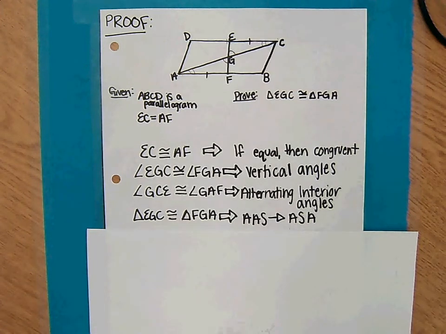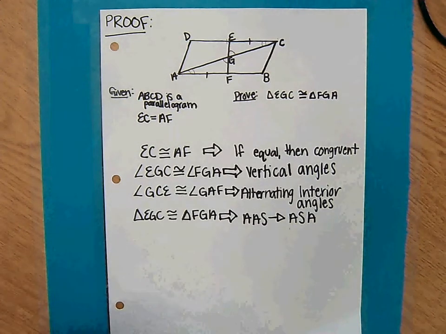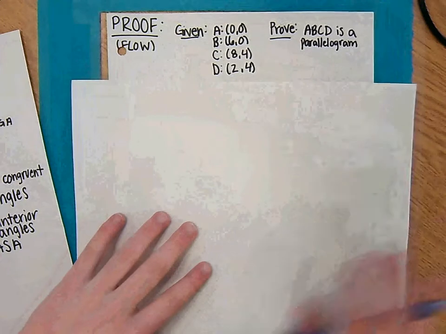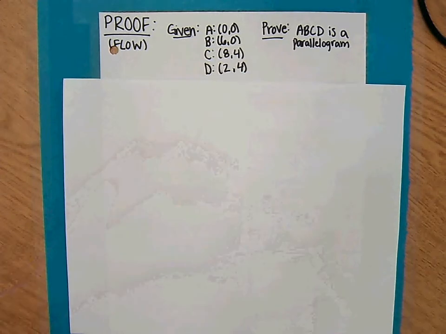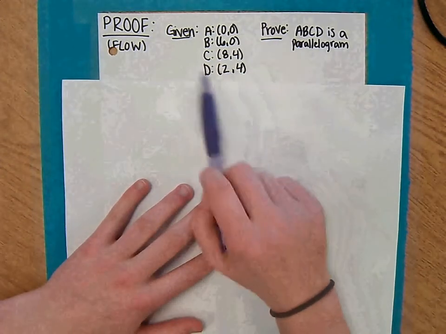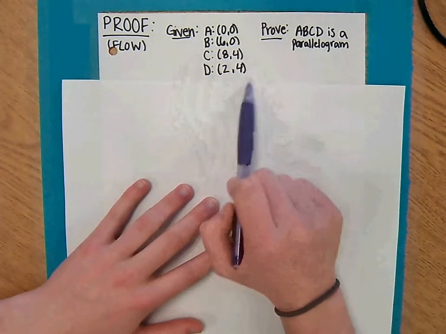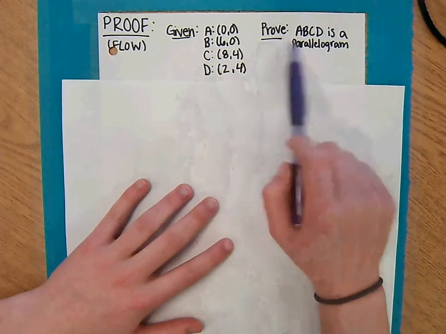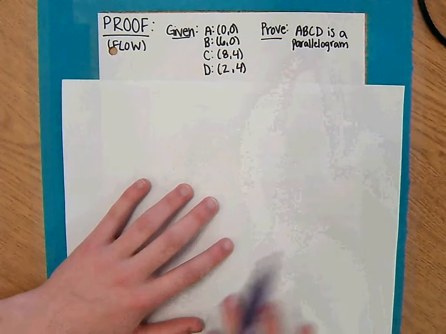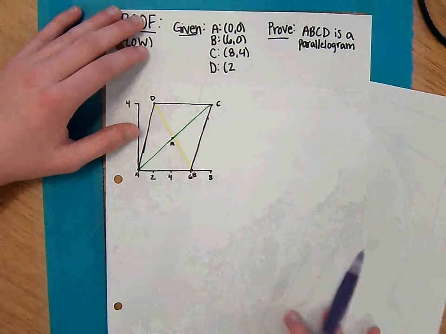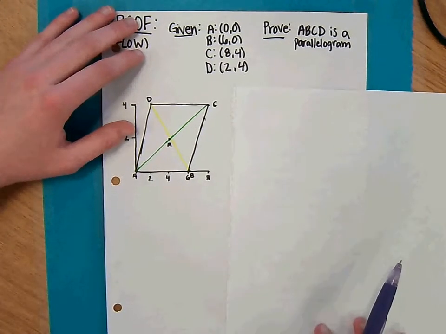is a little more difficult, but they want us to do a flow proof for this one instead of a normal proof. And what they give us are coordinates for a quadrilateral. And the reason I said quadrilateral and not a parallelogram is because they want us to prove that this quadrilateral is a parallelogram. So what I went ahead and did first was I drew a little picture.